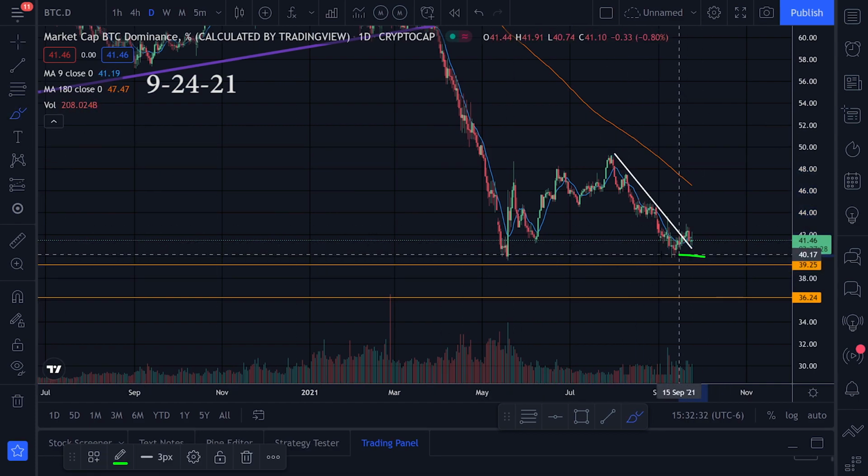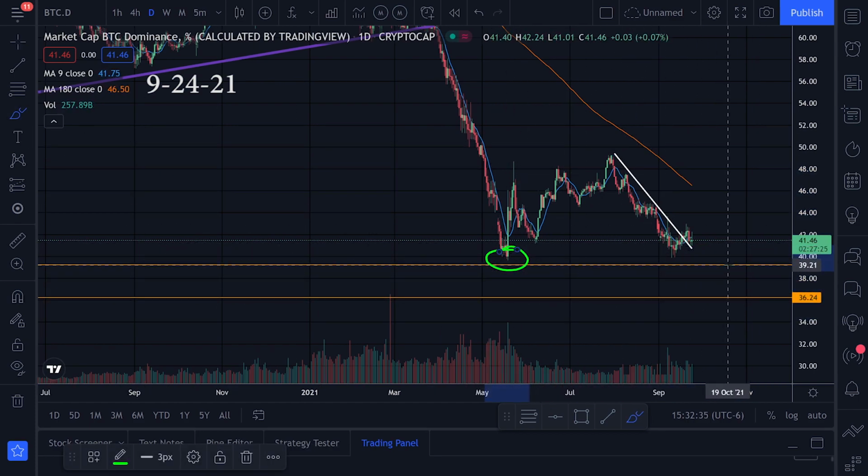Let's see if these orange lines will hold support. In general, it looks like we got support right there and a little bit of support right there. Let's see if we can keep that support going.